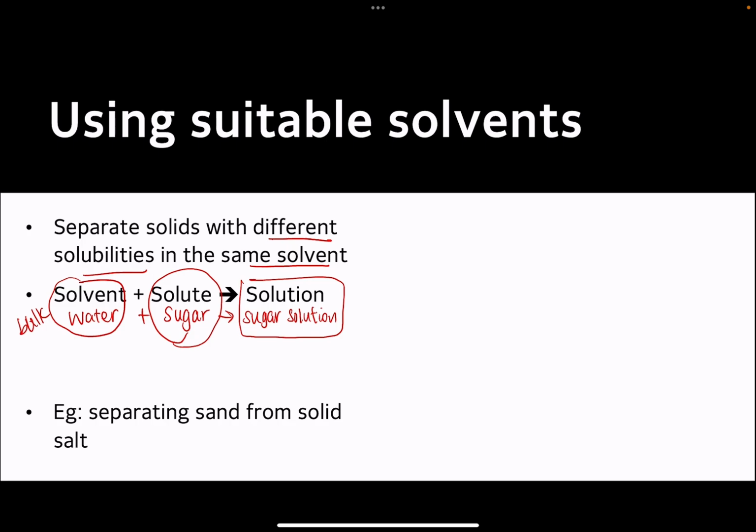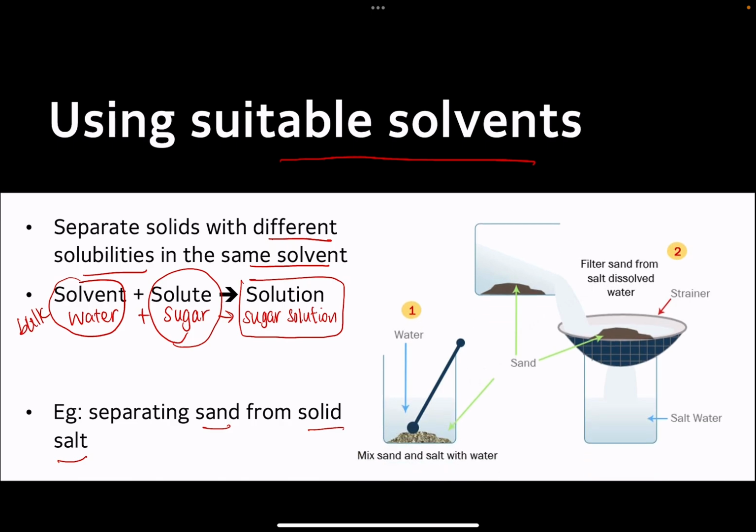Now we are going to see how using suitable solvents can help us separate a mixture such as sand and solid salt. This salt is the salt that you eat at home. The picture over here can show you. You have a mixture of sand and salt. What we do is add a suitable solvent, which is water in this case.